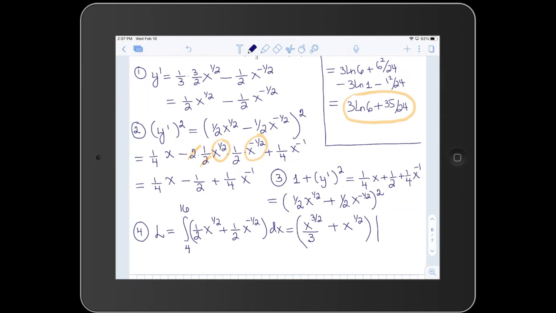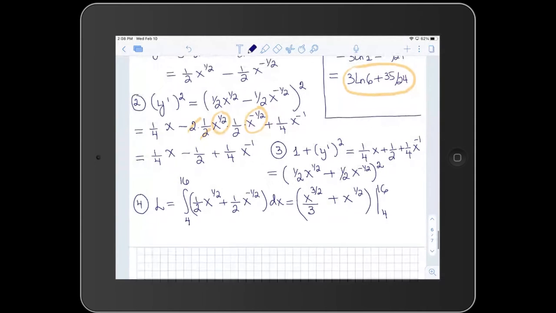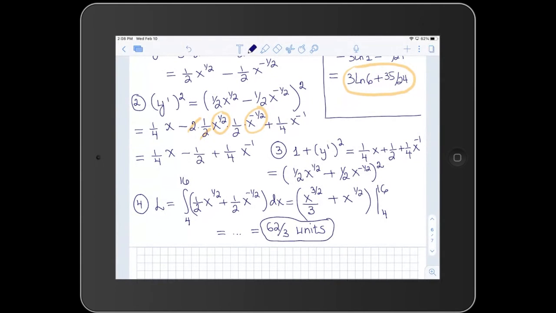This expression evaluated from 4 to 6. Nope, not 6, 16. Here you see that you're going to get some roots. Now the number is actually nice, right? The limits are picked in such a way that you can take roots of these. Square root of 16, we know what that is, and square root of 4. Those are nice numbers. Once you work this out, you should get a nice number. This is going to be 62 over 3. This is units of distance, right? We're measuring distance. And that's going to be your final answer.